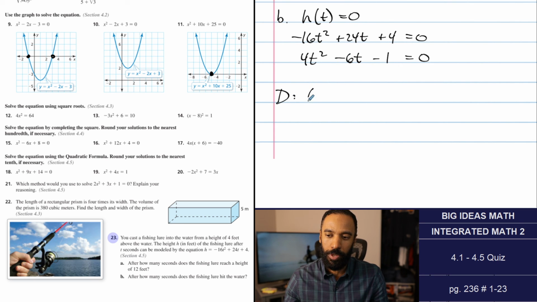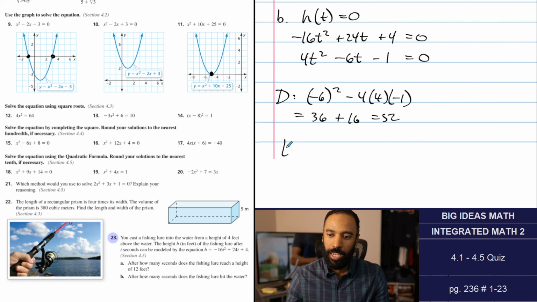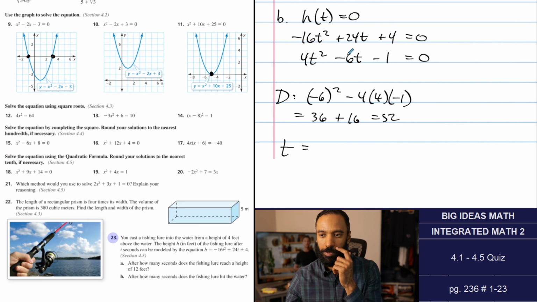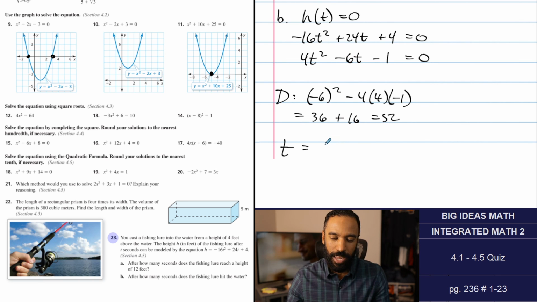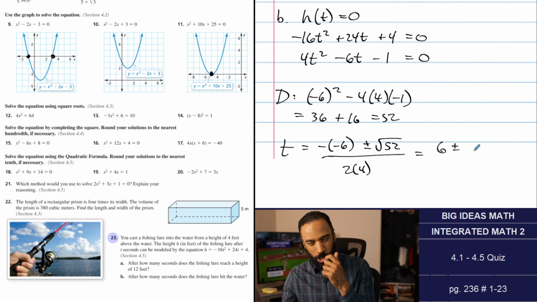So we'll start with b squared minus 4ac, which is 36 plus 16, which is 52. Here's the first time, instead of x equals, I'll write t equals. For the first time, our negative b, the opposite of negative 6, is positive 6. Plus or minus the square root of 52 all over 2a, 2 times 4. So this becomes positive 6 plus or minus 2 root 13.